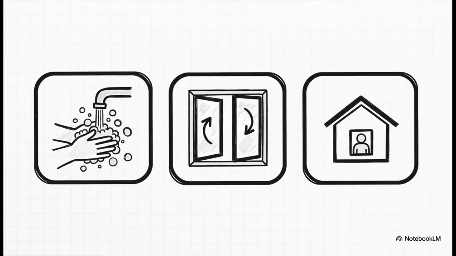Now, on the public health side of things, the RIVM recommendations are exactly what you'd expect, and honestly, they're things we're all very familiar with now. Good hand and cough hygiene, proper ventilation, and of course, staying home when you're sick. Simple, foundational advice that really works.